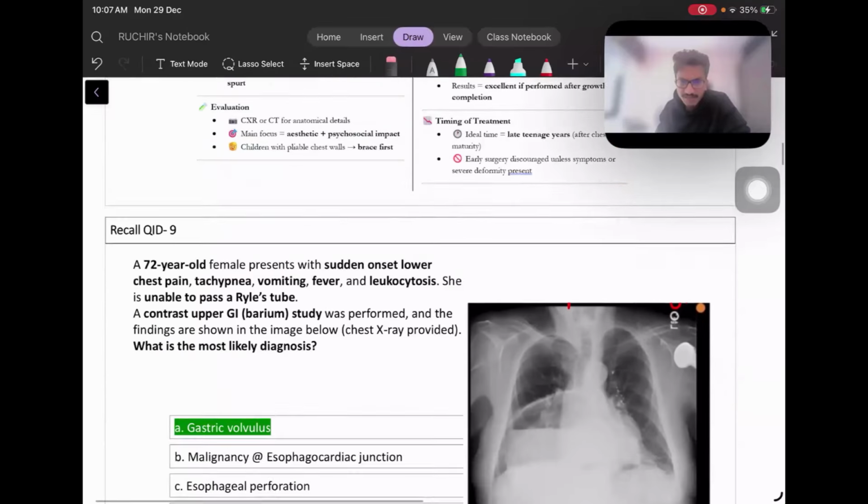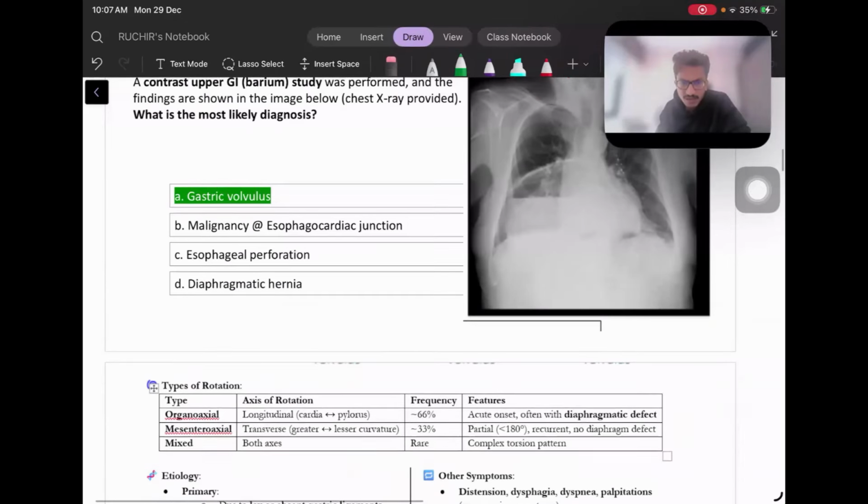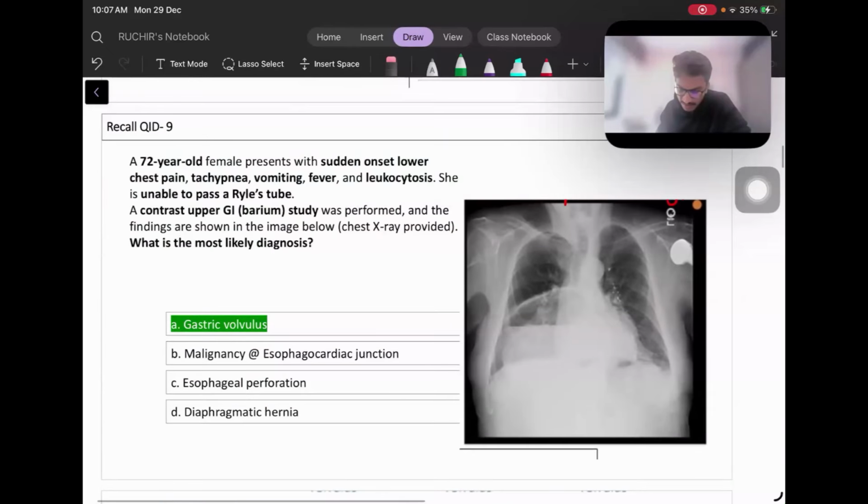Now, for this question, just help me out with the scenario I have mentioned, and the options, for a proper recall. That is a 72-year-old female with sudden onset lower chest pain, tachypnea, vomiting, fever, leukocytosis, inability to pass a Ryle's tube, and the upper GI barium study was performed, and findings are given as shown here. What is the most likely diagnosis? Is this okay? Yes, vomiting was there. Inability to pass a Ryle's tube is there. Anything to add to the options and the question stem? Nothing, right? I think this was a pretty straightforward scenario.